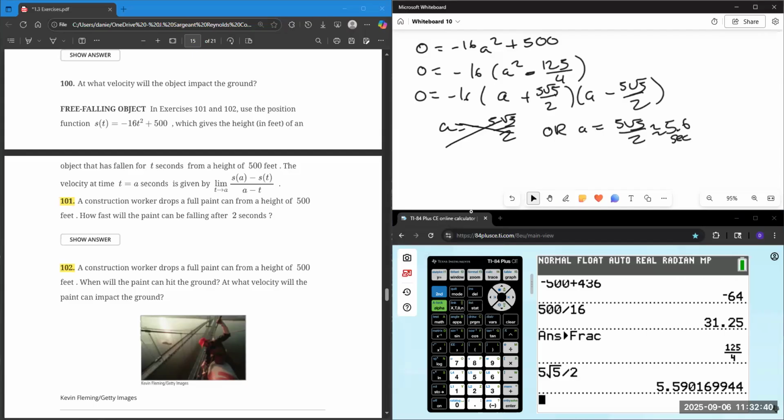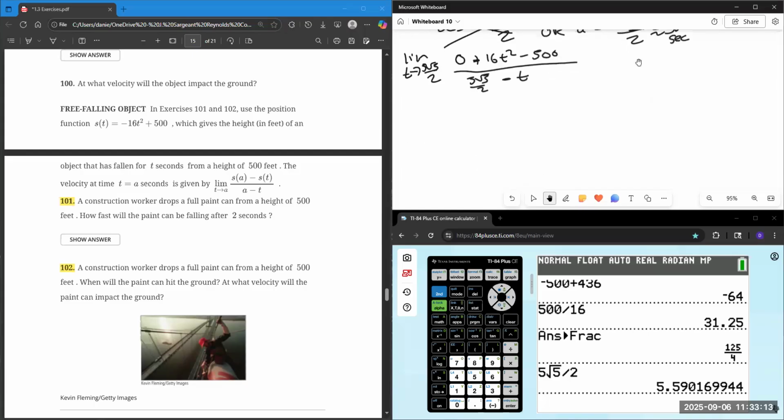So let's go ahead and find the limit as t approaches 5 root 5 over 2 of 0 minus a negative 16t squared, that's going to be minus 500, over 5 root 5 over 2 minus t.